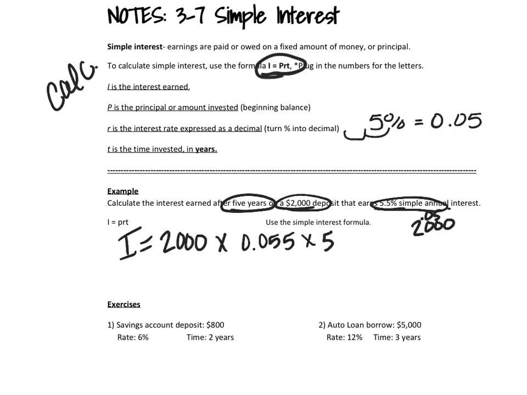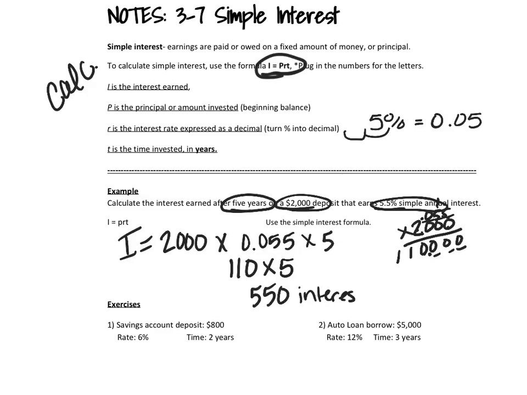So I'm going to go 0.055 times 2,000. I'm going to get 110 for this first amount, times 5 years, which would be $550 interest. So let's make sure that's right. It looks like it's right to me. So we would do $550 in interest over that period of time.